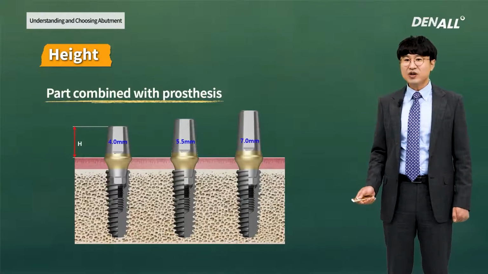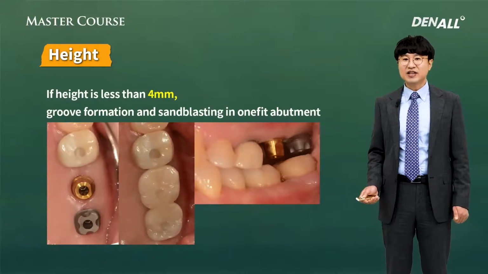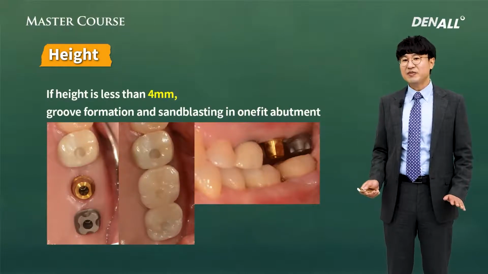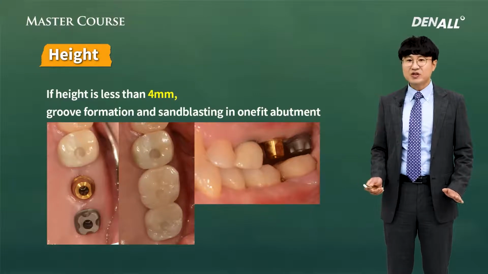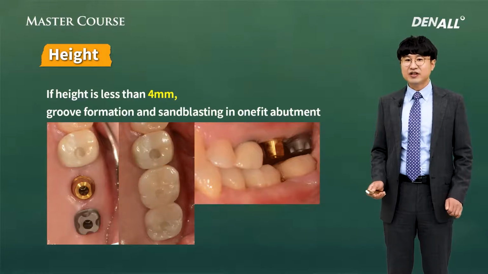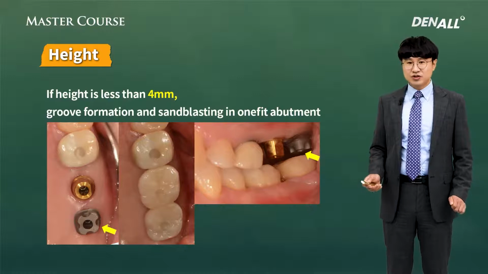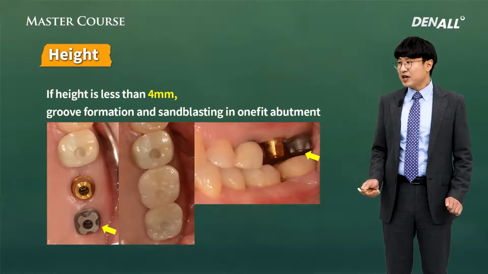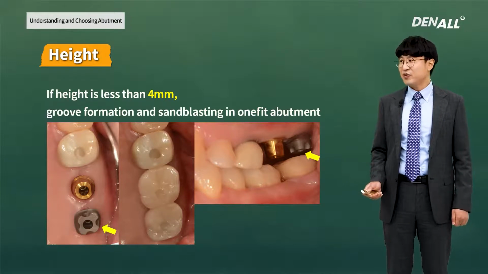When you choose an abutment, another consideration should be given to the height. If the abutment height is over 4 millimeters, no action is needed to prevent the prosthetics loss. However, if it is less than 4 millimeters, like this, a customized abutment is fabricated to prevent the loss. Groove formation and sandblasting will help.